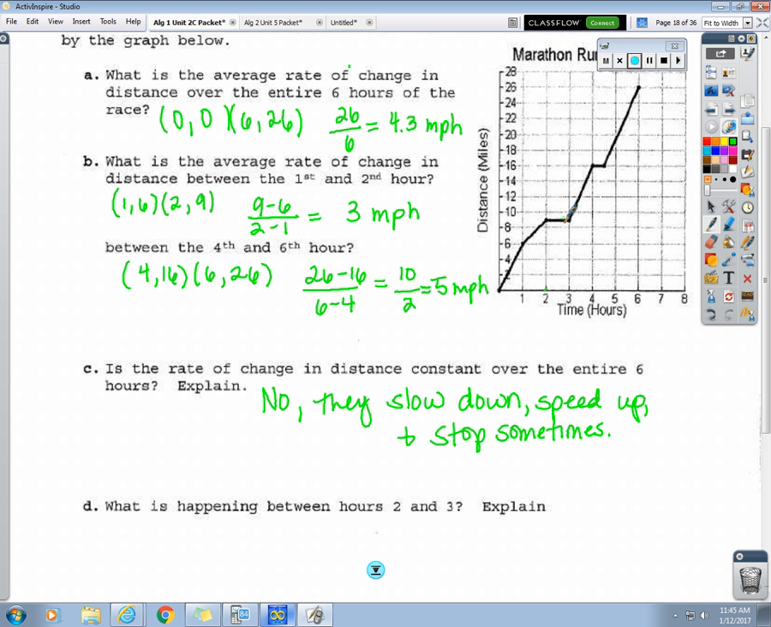They're resting. They're not moving at all, because at 2 hours they were 9 miles away, and at 3 hours they were still 9 miles away. So they rested for a long time, which probably means they're going to lose this race. Okay, we are done. There's no homework.